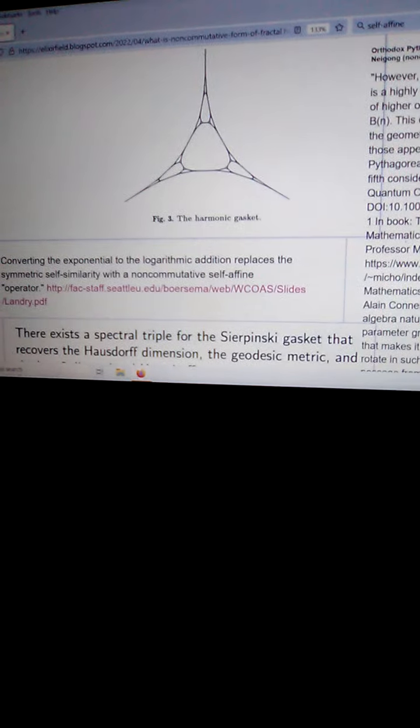So now they're talking about the Sierpinski gasket, or the Sierpinski triangle. It's one of the more famous fractals. But they're saying that if you really want to understand it, you need to realize that it's actually this non-commutative version of the Sierpinski triangle, and that this non-commutative version is also called the harmonic gasket or harmonic triangle.